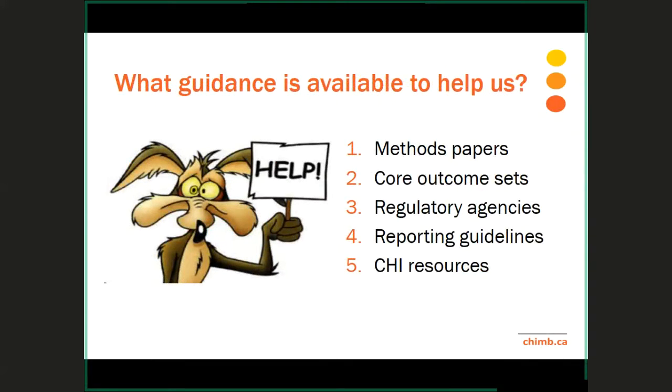So what help is available? I thought I'd start with help and then go into a bit more of the specifics instead of ending with it. And there are lots of different kinds of help that are available. There are hundreds of methods papers out there. There are core outcome sets. There's guidance, tons of different guidance from the regulators. There are reporting guidelines. And then, there are your friendly folks at CHI across the street that are happy to help.